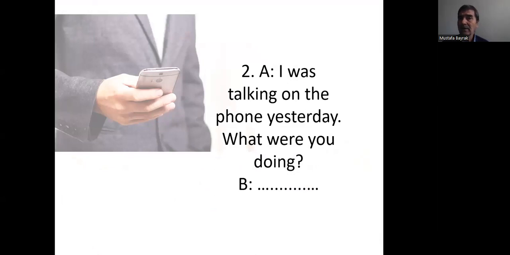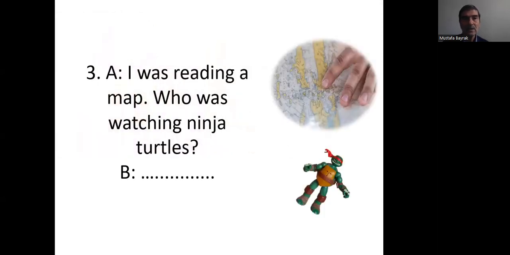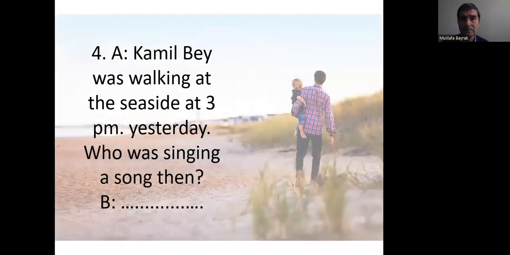I was talking on the phone yesterday. What were you doing? I was having a chat with my old friends. Okay. Dialogue 3. I was reading a map. Who was watching Ninja Turtles? John, Joseph, and Bob were watching Ninja Turtles. Wasn't Nancy watching Ninja Turtles? Yes, she was also watching Ninja Turtles in the past.